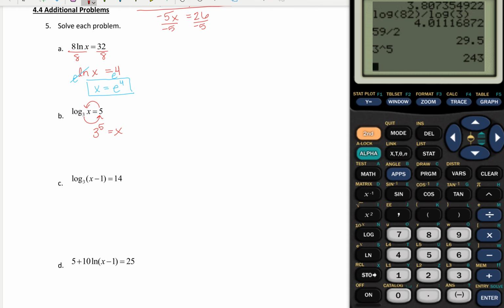So x equals 243 as my solution. You could give both of these as an option.